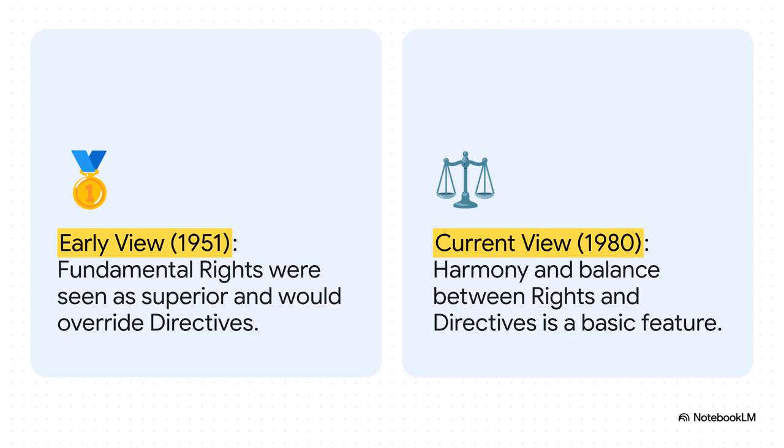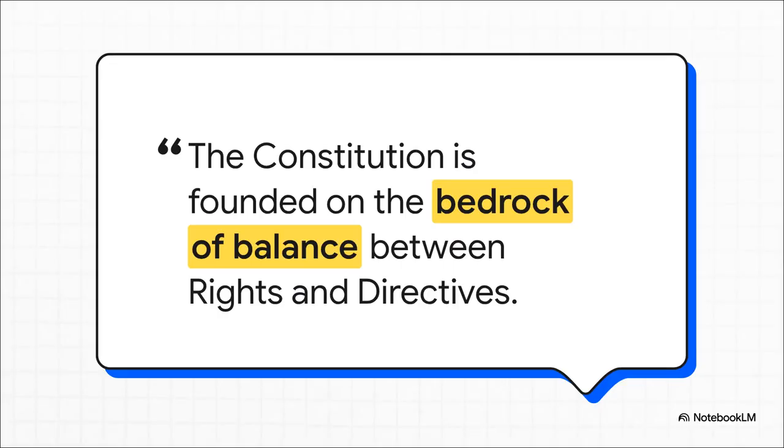But that way of thinking started to shift. By 1980, in a huge case called Minerva Mills, the Supreme Court said, wait a minute. They declared that the Constitution stands on a bedrock of balance between the two. This quote says it all. The court basically established that the harmony between individual rights and the goals for society isn't just a nice idea. It's a fundamental, unchangeable feature of the Constitution. You simply cannot sacrifice one for the other.